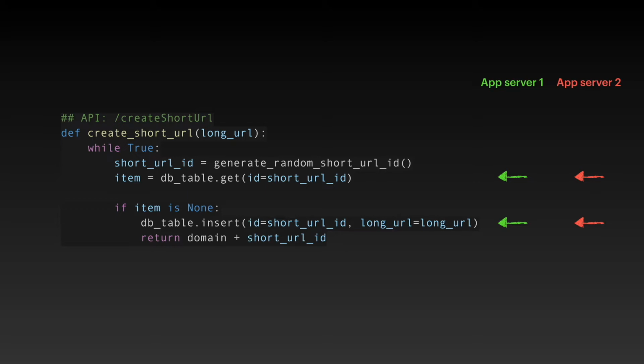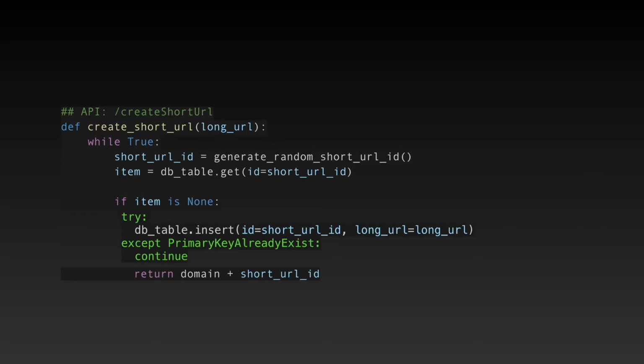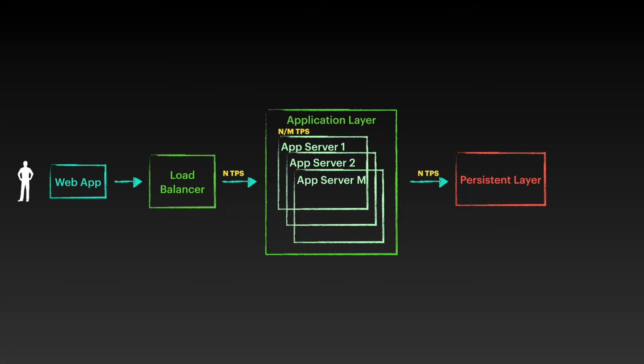In the failure case, we'll return 500 as it's an internal server error. To fix this, we can simply catch the exception and retry. Whichever server failed, we'll retry with a new short URL ID until success. As you may have already noticed, even though we have scaled up the application layer, the TPS to persistent layer is still n. We need a way to scale up persistent layer. Let's stick with MySQL database for now and see how we can scale up. We'll explore other options later.